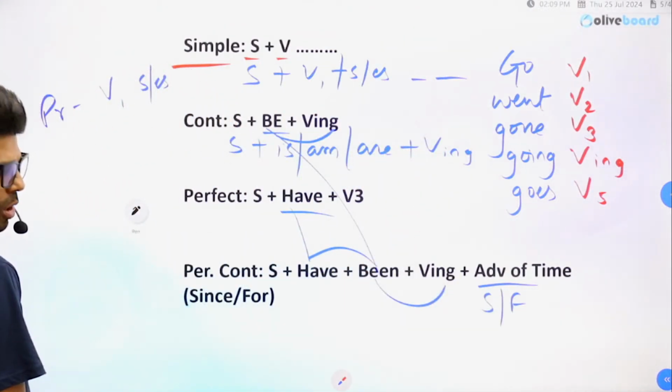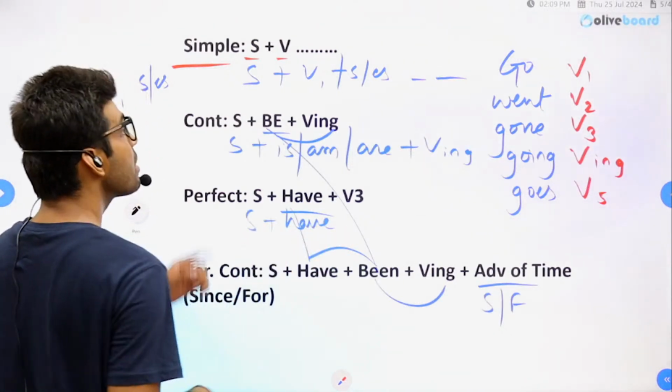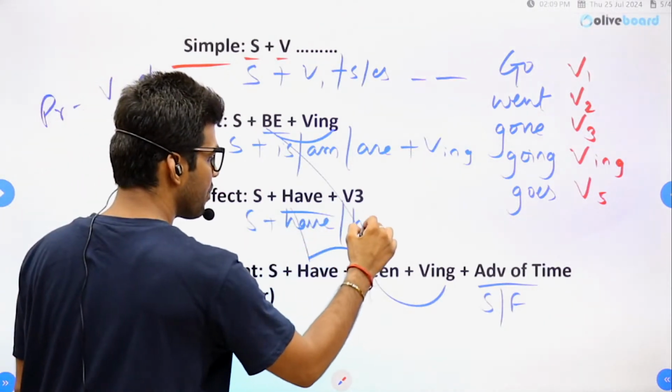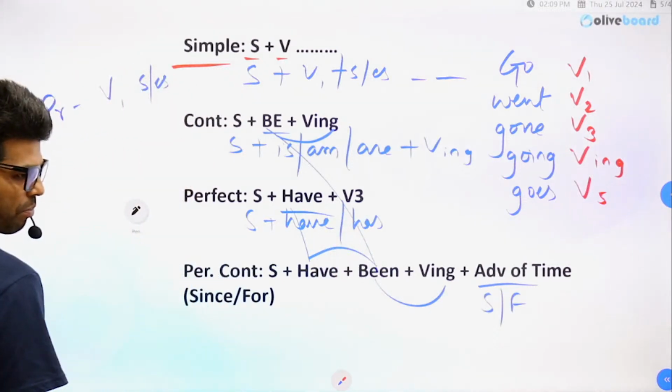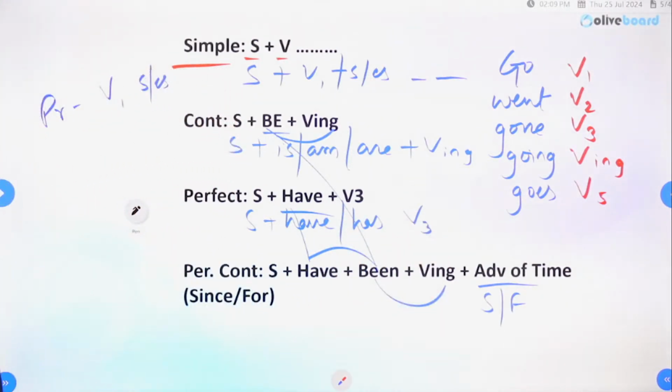When we talk about present perfect, have is the raw form, V1: subject plus have, and the S/ES version of have goes has, plus V3. We have not changed tense, we have just put time here.